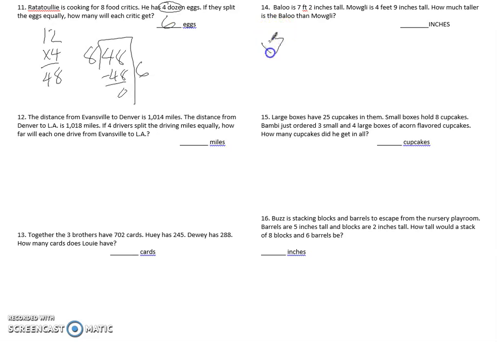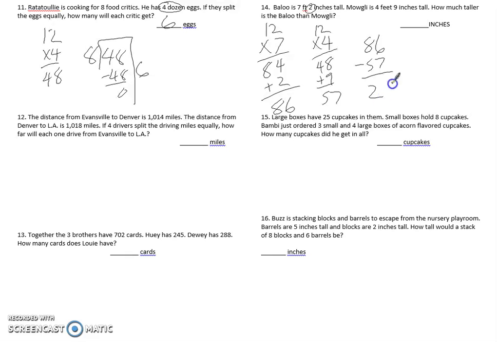Blue's 7 feet 2. So I'm going to take 7 times 12, because there's 12 inches in a foot. Gets me to 84, plus that 2 inches there. Don't forget him. So he's 86 inches tall. 4 feet 9 means I'm going to take 4 times 12 for 48. Plus 9 gets me to 57. So Mowgli is 57 inches tall. Then I just do 86 minus 57, and I should end up with 29 inches.